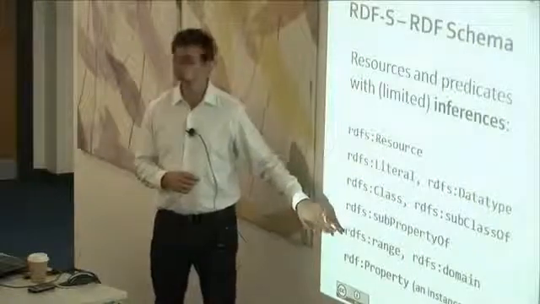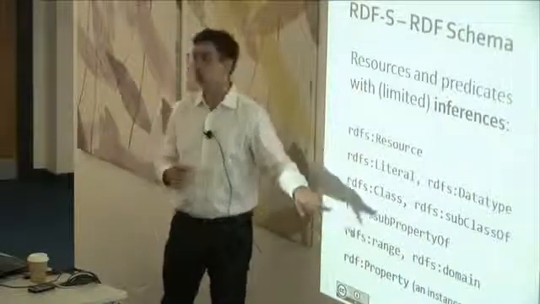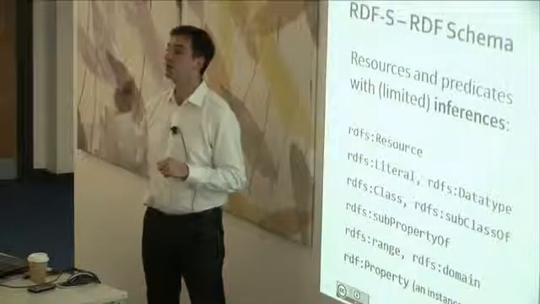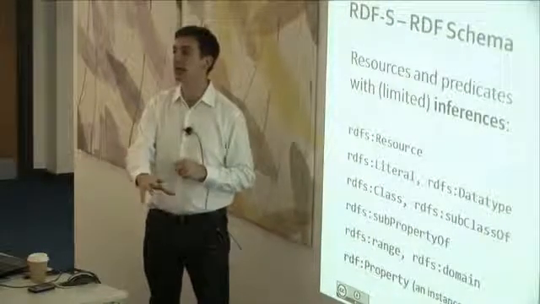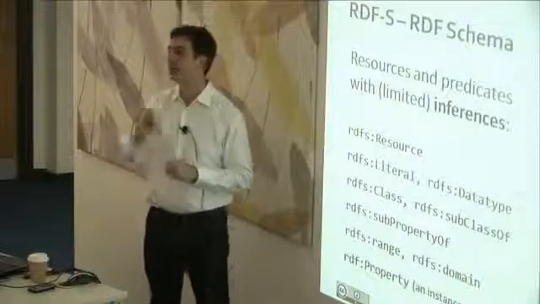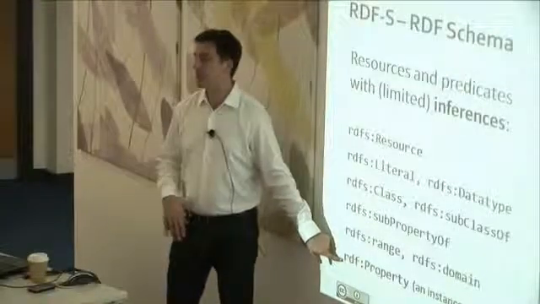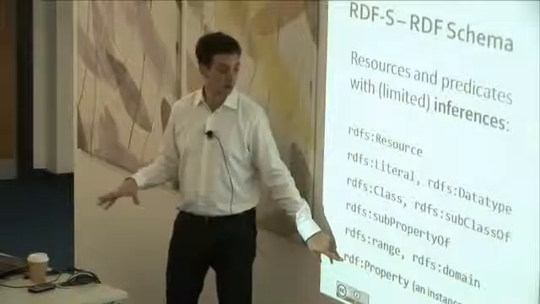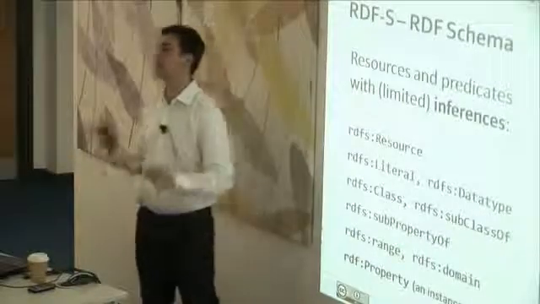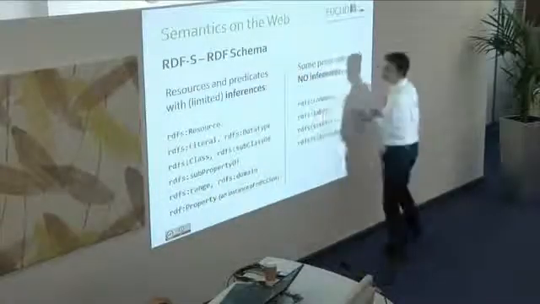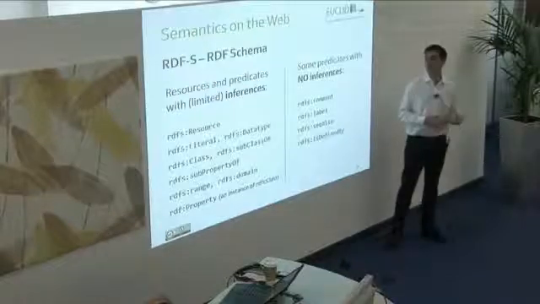We already saw properties called domain and range, where we say this is the kind of things that properties relate. This is the kind of subject that they relate, and this is the kind of object that they relate. And then we have a class, which as a caveat comes from RDF, not RDF schema, called property. That's the class of all properties.